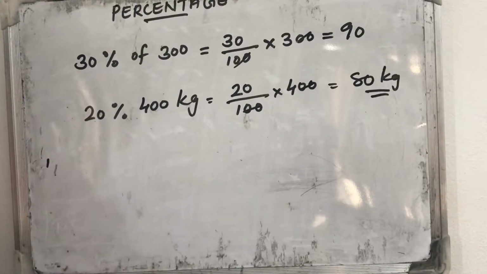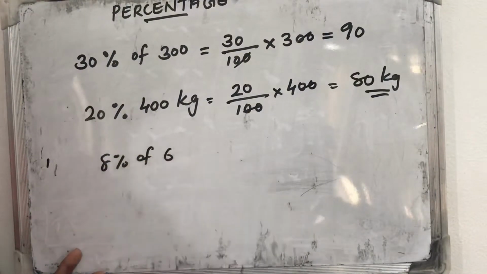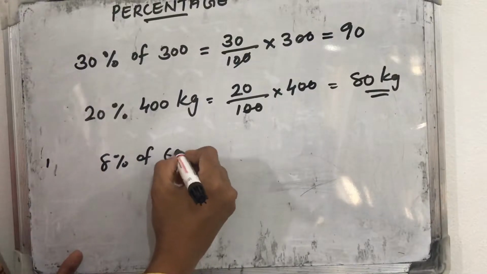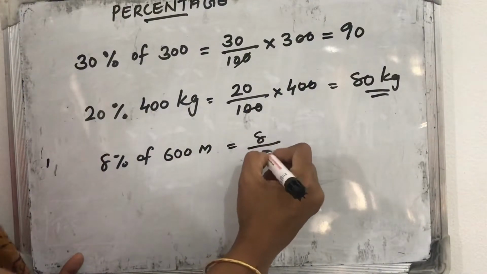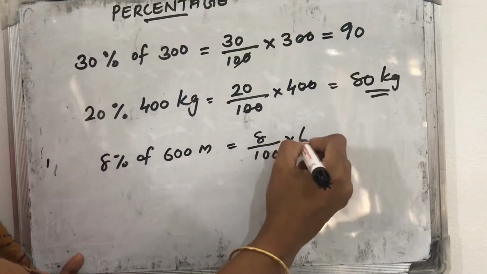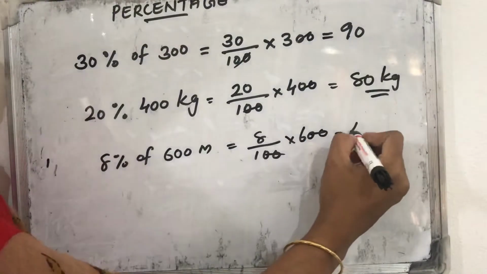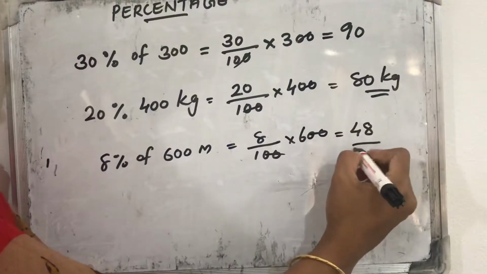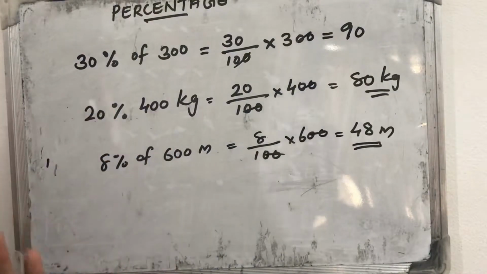Just like that, there are so many others. How can we find 8% of 600 meter? For that, 8% is 8 by 100 into 600, so it will be 48 meter. This is one usage of percentage.